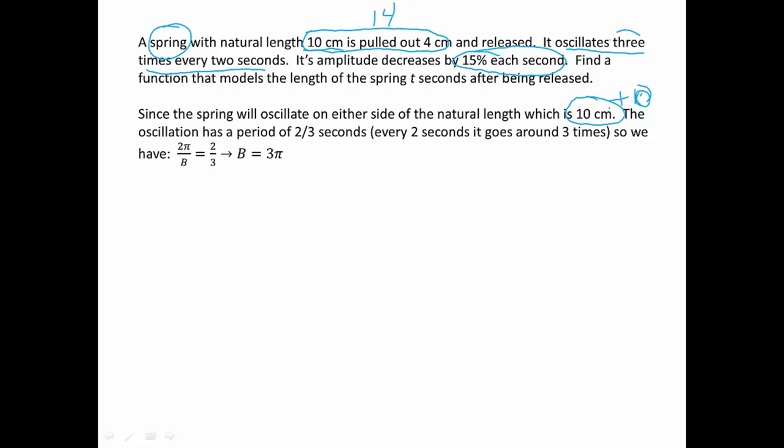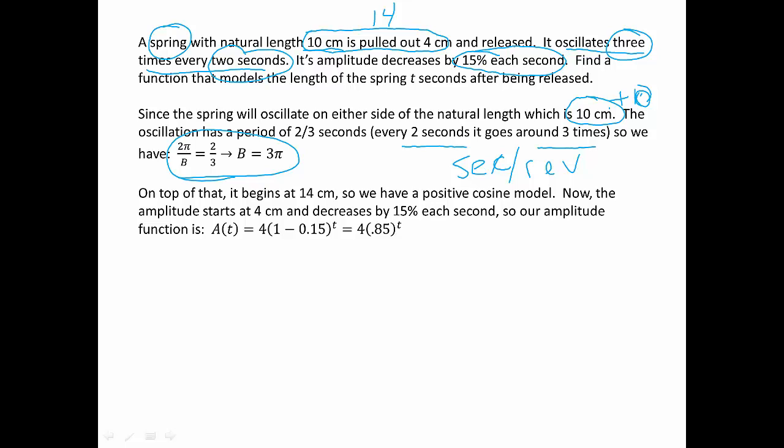When it oscillates 3 times every 2 seconds, if you flip that relationship, every 2 seconds it goes around 3 times. That's seconds per revolution. So we know the period is 2/3, and we have this relationship which gives us B equals 3 pi. On top of that, it begins at 14 centimeters, so we know we have a positive cosine model.